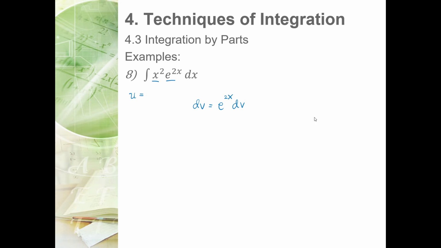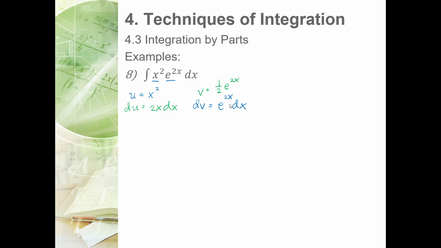That is dx. And the easier term is in the u parameter, because we can integrate e to the power of 2x. So this becomes 1/2 e to the power of 2x. And then du is equal to 2x dx.